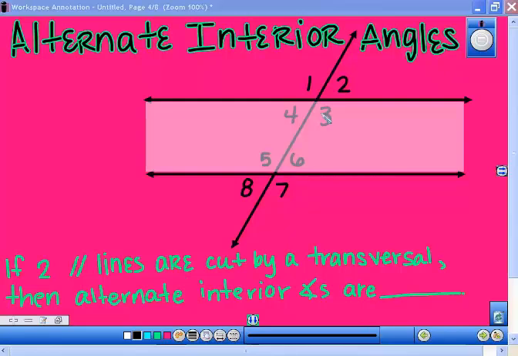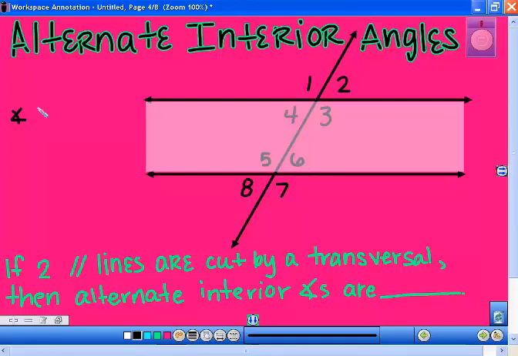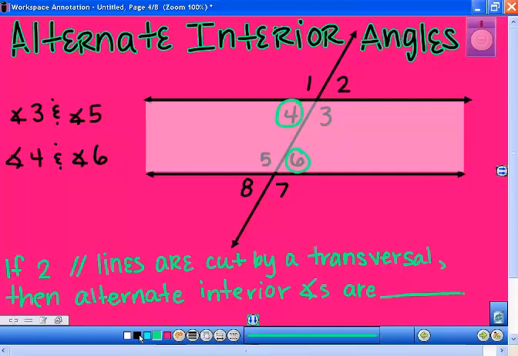Now I want the angles that are on alternate sides of the transversal. So 3 and 5 are alternate interior angles. So angle 3 and 5, or angles 4 and 6. Those are alternate interior angles. If you want to color code, it's 4 to 6 or 5 to 3. 4 and 3 are not alternate interior because they're on the same line. They're a linear pair. Same for 5 and 6.